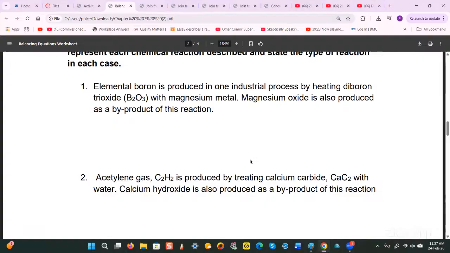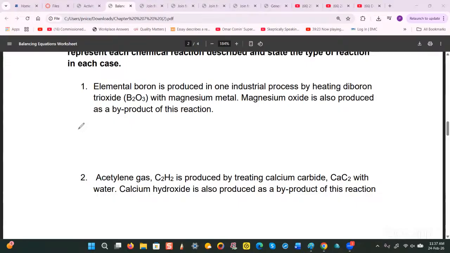And then once you figure out what the formulas are, you have to figure out what would be the reactant and what would be the product. And then based on the reaction, which should be balanced, the equation should be balanced, you can determine what type of reaction we're talking about here. All right. So in the case of the first one, it says elemental boron is produced in one industrial process by heating diboron trioxide, and it gives you the formula, with magnesium metal. And then it says magnesium oxide is also produced as a byproduct of this reaction.